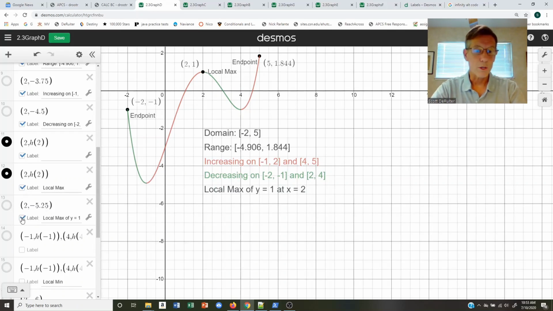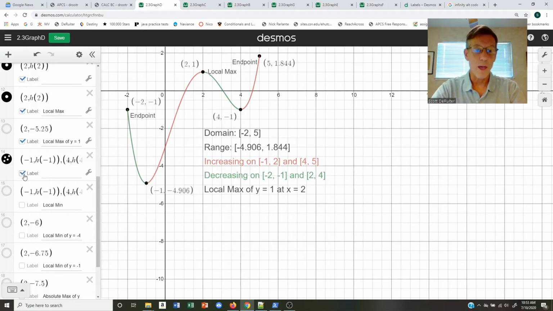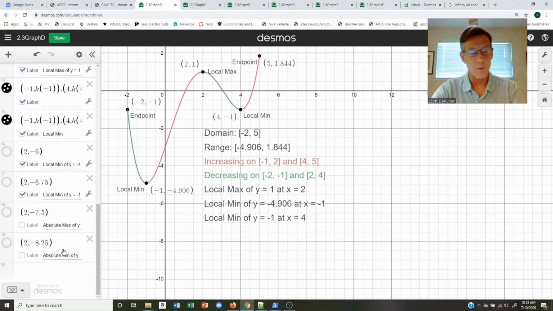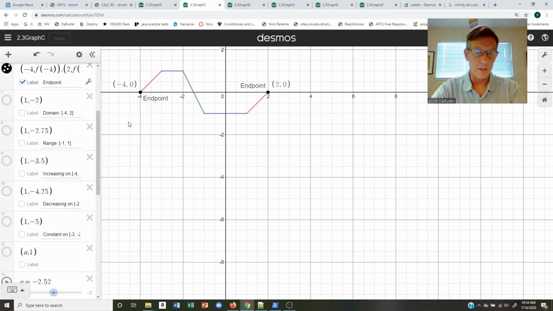And if we're looking for local extreme values, we describe them by y values. So local max of y equals 1 at x equals 2. We also have some local mins. And the local min is y equals -4.906 at x equals -1. And then there's another one in a little neighborhood of y equals -1 at x equals 4. And then for the absolute extreme values, we have to include the endpoints in our analysis.